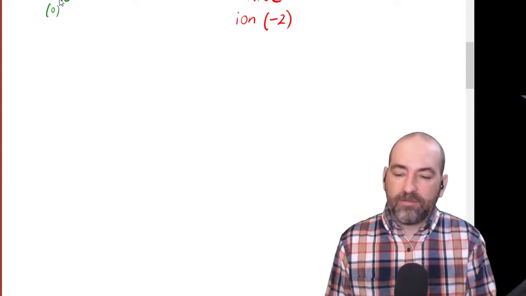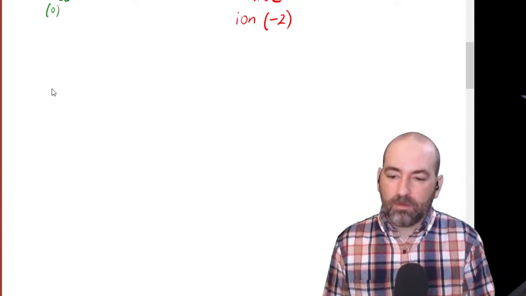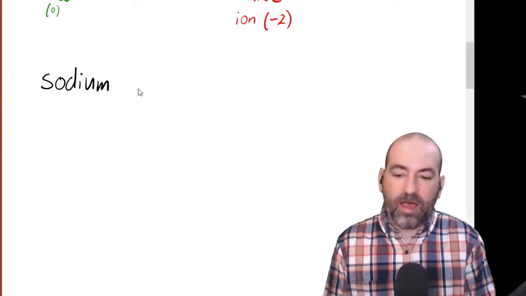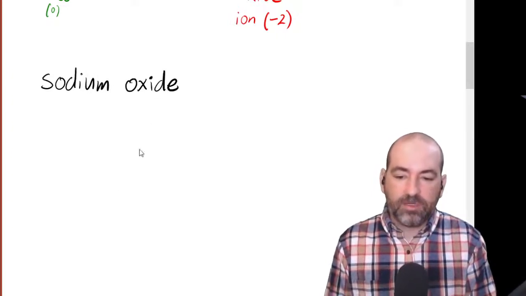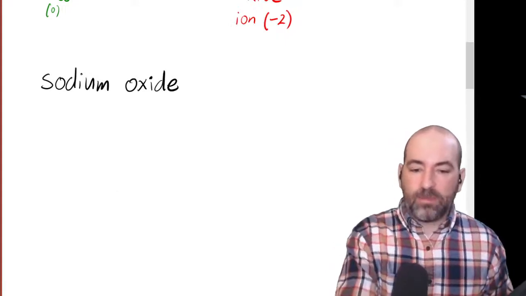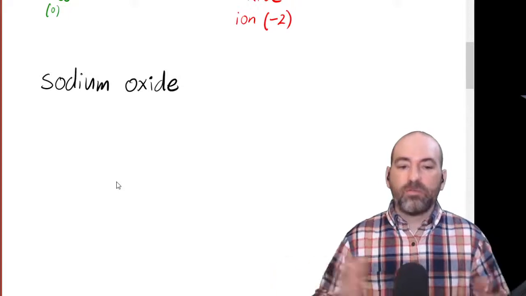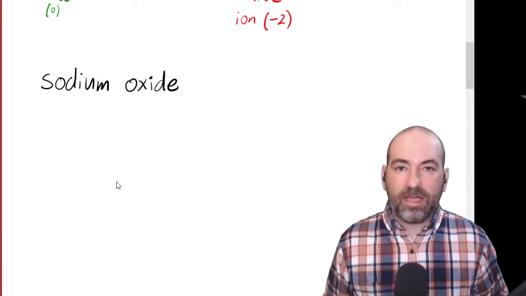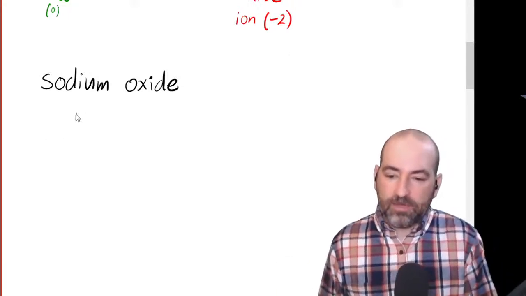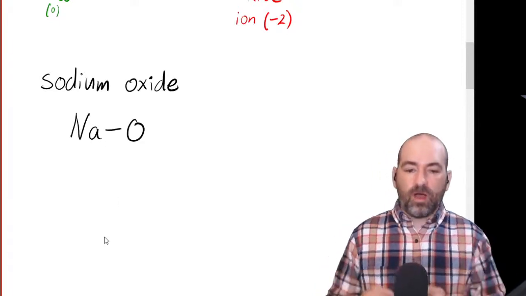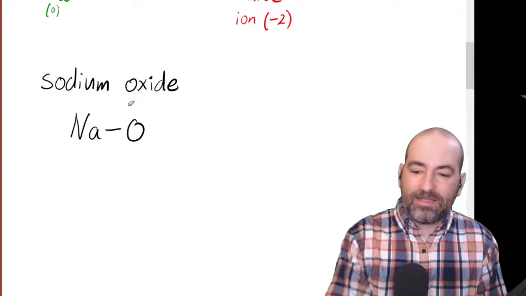So let's say we want to make a compound of these two ions that we just talked about, and that compound might be called sodium oxide. You have sodium, you have oxide, you put them together, you have sodium oxide. Now, what does that actually look like? Is it like what we've seen before, where we draw a line in between? Well, it turns out it's not.